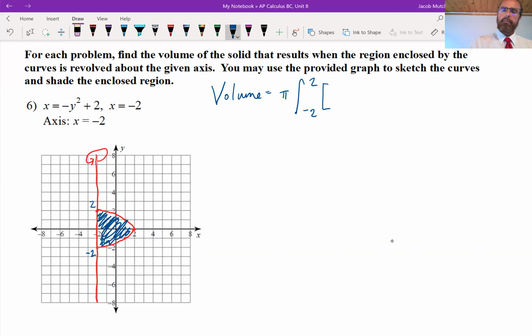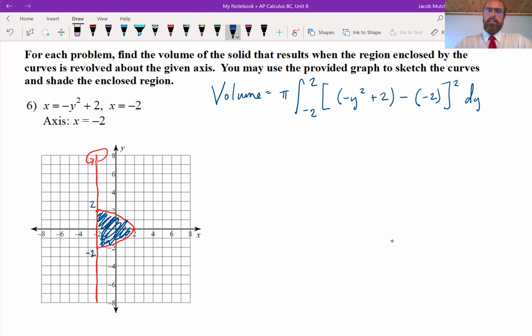And then for my function, which again is going to determine the radius of the revolution, in this case, instead of the upper function minus the lower function, it's the right relation minus the left relation. So that's going to be negative y squared plus 2, that's the right relation, minus the left relation, which is that shifted axis negative 2. We'll square all that and integrate with respect to y.